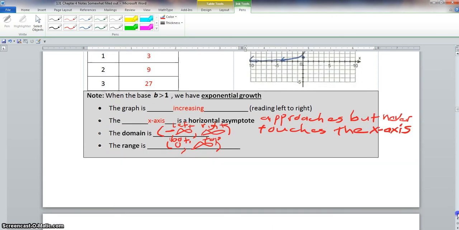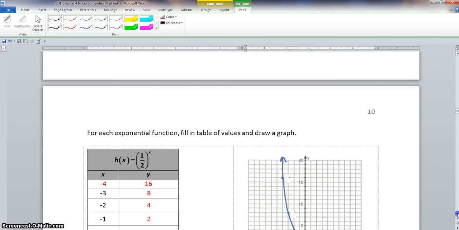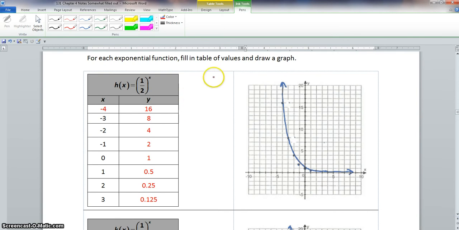So now we scroll to the second page. It says for each exponential function, fill in the table of values and draw a graph. Now I added in one more spot, which was -4. And if you substitute in -4 for x, you would get 16. And all of the rest of the values, you would get these values notated here. So after all these values have been inputted, what you would do is graph on this graph here.